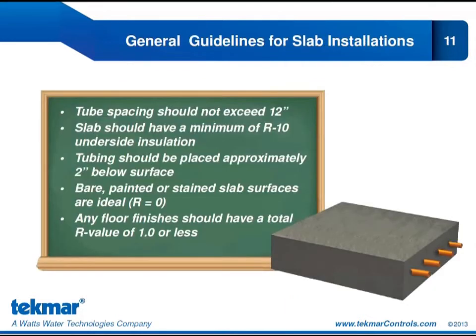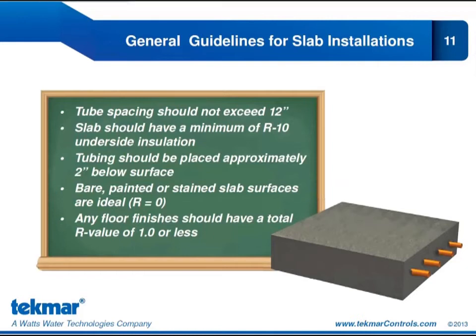So the general guidelines for slab on grade installations: the tube spacing should not exceed 12 inches. And even 12 inches, as we saw in that chart, does have quite an impact on the driving delta T. The slab should have a minimum of R10 underside insulation, so we're not experiencing heat loss where we don't want to. The tubing should be approximately 2 inches below the surface to make sure we are getting that good heat transfer.